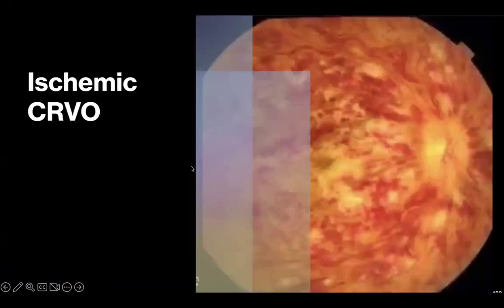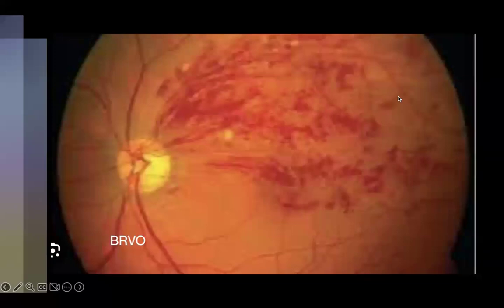All right. This is a more extensive central retinal vein occlusion, with a lot of hemorrhages, and the disc is also edematous. This is the ischemic type of central retinal vein occlusion. And this is a branch retinal vein occlusion where one of the branches of the retinal vein is blocked. This is a superior temporal branch retinal vein occlusion, and they get an inferior visual field defect.